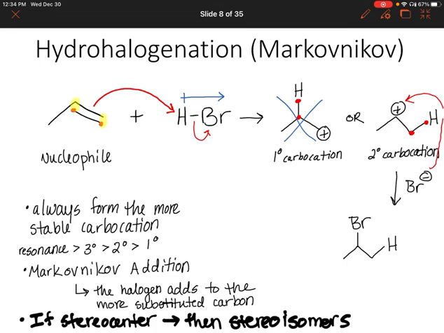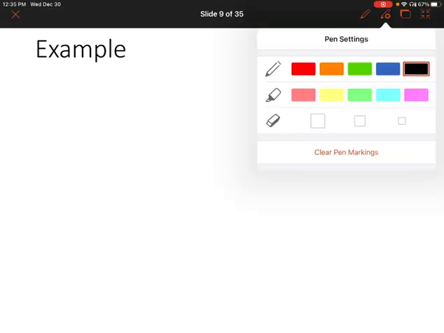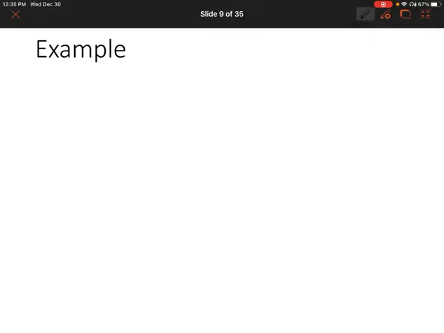So let's go over an example of Markovnikov addition. And let's use a different alkene. Let's look at this alkene here. So it's a little more complex. And then we're going to add hydrobromic acid across the double bond.